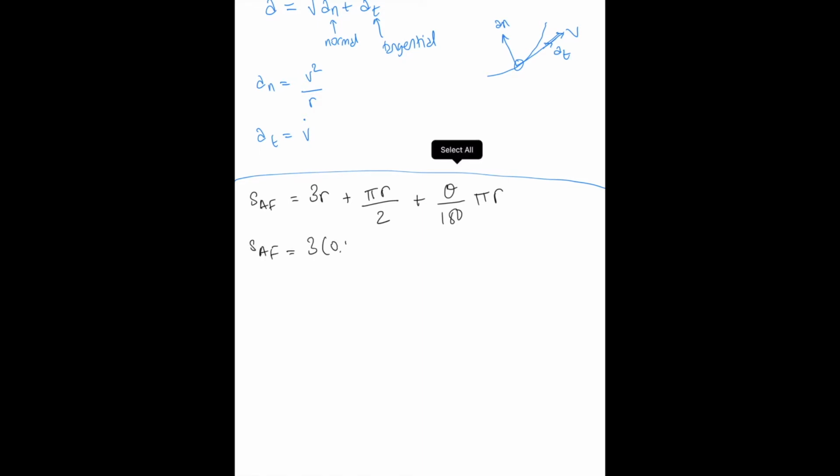So 3 times 0.15 plus pi multiplied by 0.15 over 2 plus 60 over 180 pi 0.15. And this is going to give us 0.843 meters.